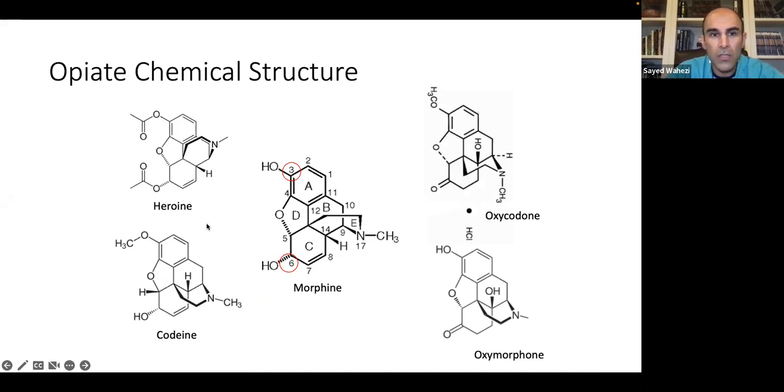I will start with heroin because it's one of the easiest to talk about. On your boards, you may be asked about diacetylmorphine, right? Now, diacetylmorphine is heroin. Why do we call it diacetylmorphine? This three-ring structure is essentially morphine, which you see right here. You have a 3 position and a 6 position that you see over here.